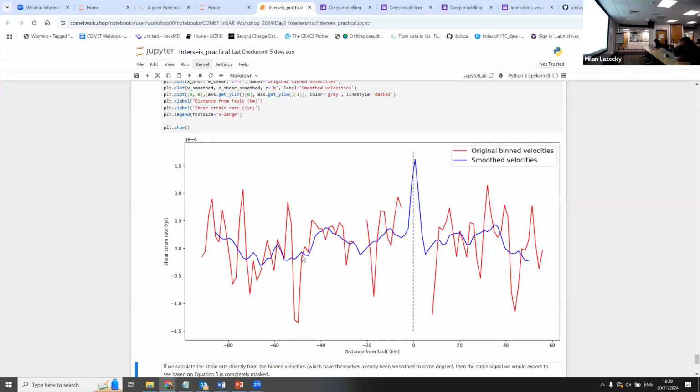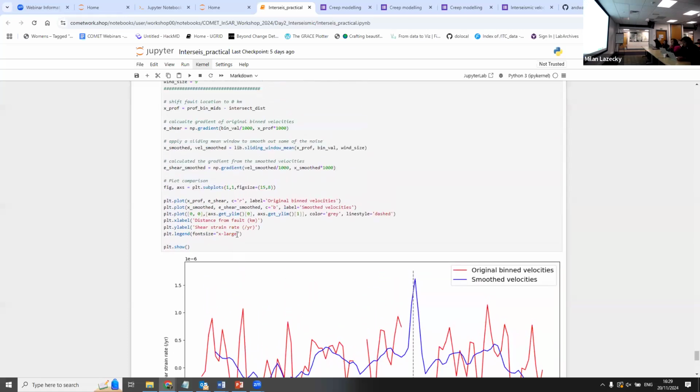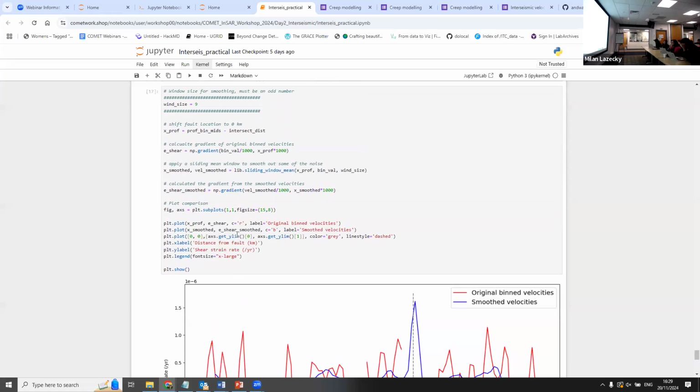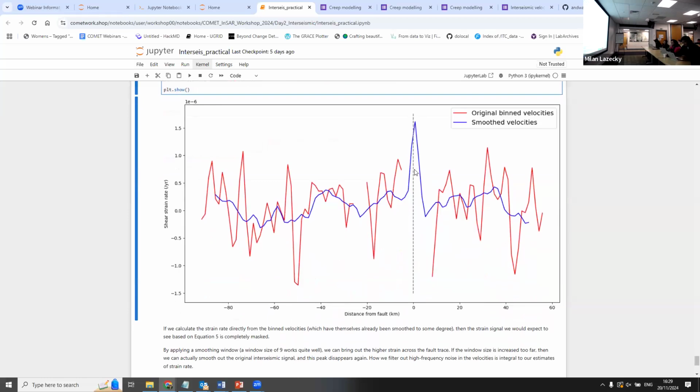So that's why we need to smooth this profile using some method, for example, mean filtering or median filtering. After we filter the profiles, we only see very high strain rate localized on the fault, while in other areas the shear strain rate is very low.